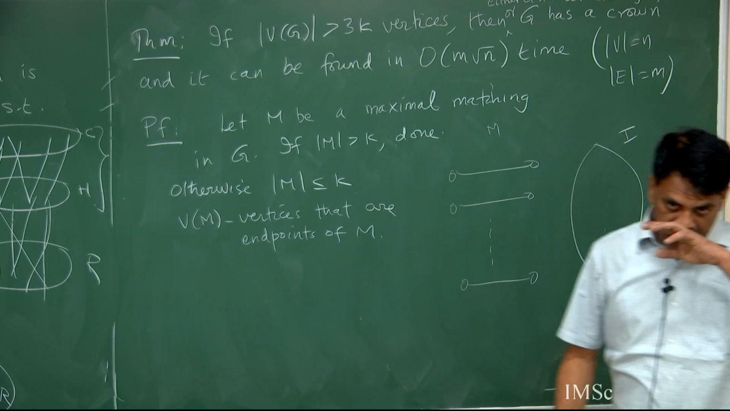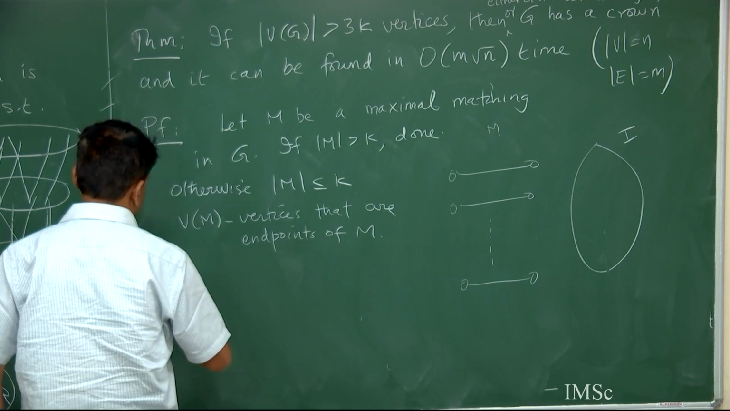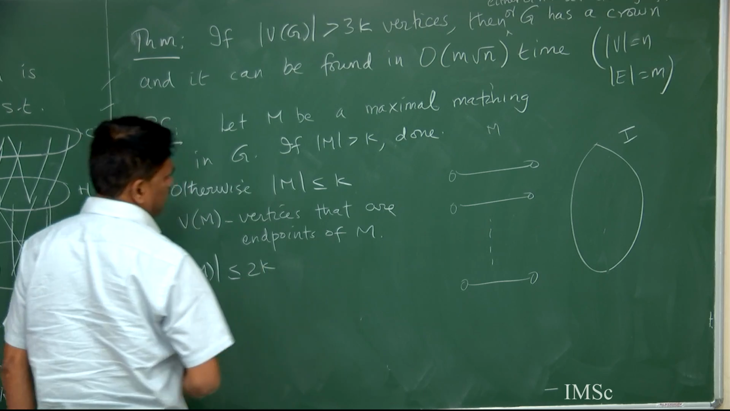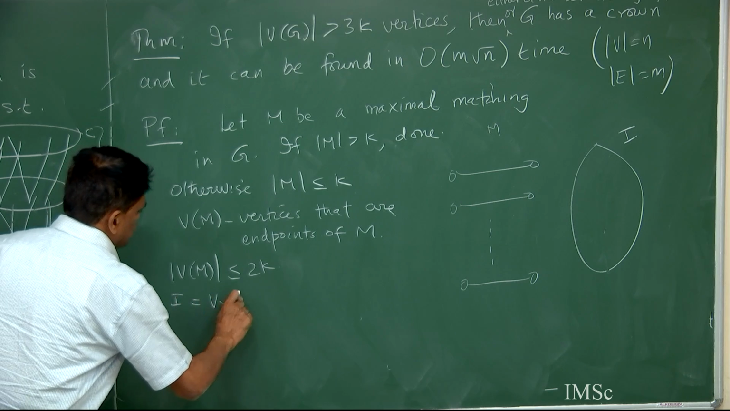Sorry? The condition is that there will not be something like 2k, because a maximal matching might be, in the worst case, something like half of the maximum matching. So what are you saying? I am claiming what I will find. So far I have not violated anything. Either I will find a matching of size greater than k, or I will find you a crown. So if M is greater than size k, I have found a matching of size greater than k. Otherwise, I am continuing. And let I equal V minus V of M.